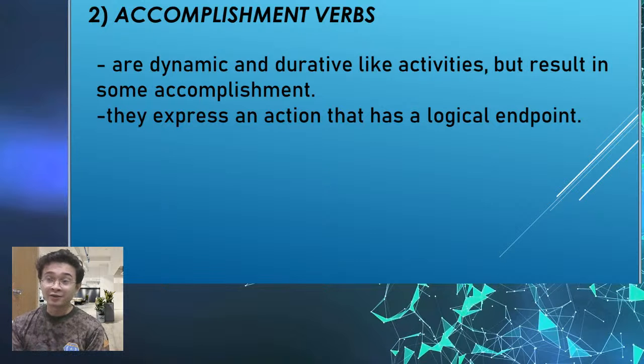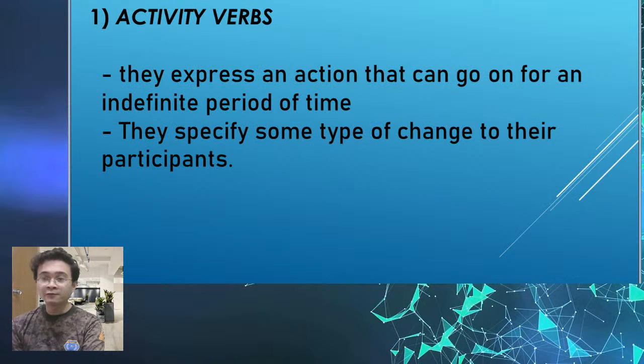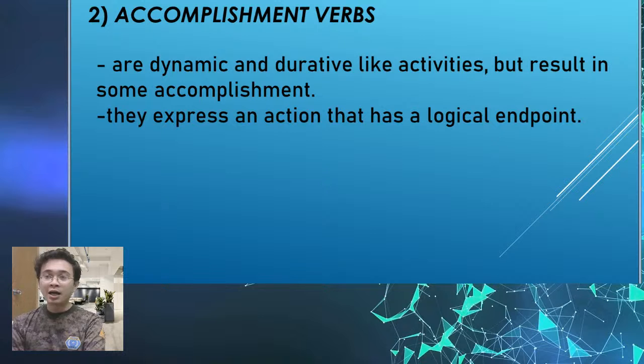Also for activities, remember, activities also have duration. Accomplishment also shows the duration of the action, but it results in some accomplishment. Unlike the activity verb, which does not have any result and only shows duration, accomplishment verbs have both duration and result. That's how accomplishment becomes separate from activity verbs.